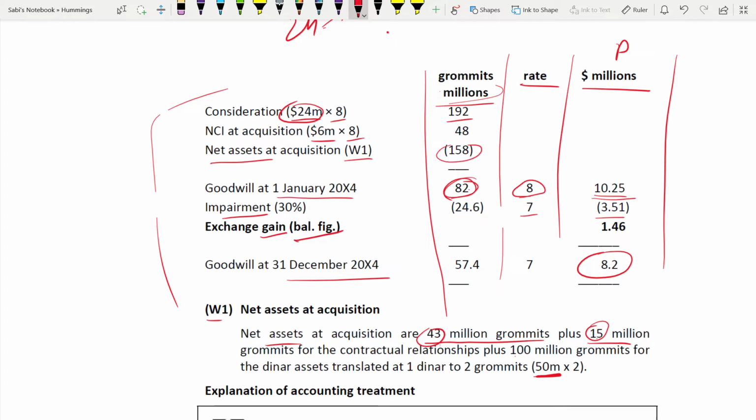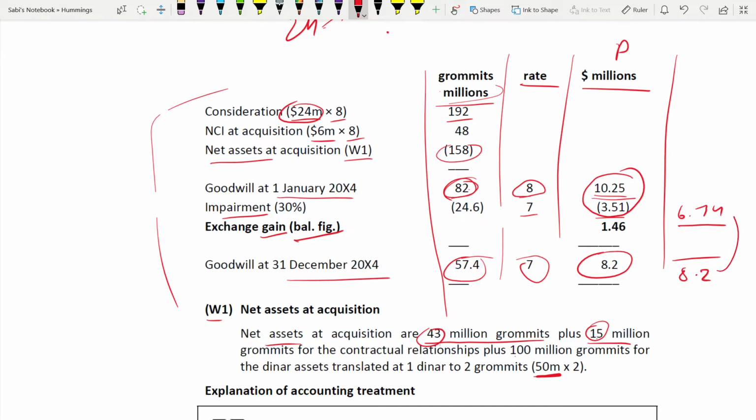So when you come here, it is simply the opening goodwill minus impairment, 57.4. This you have to translate using the closing rate, the 31st December 2004, and you get 8.2. So how do you calculate? Just take this column, 10.25 minus 3.51. How much is it? It is 6.74. Correct? And this one is 8.2.